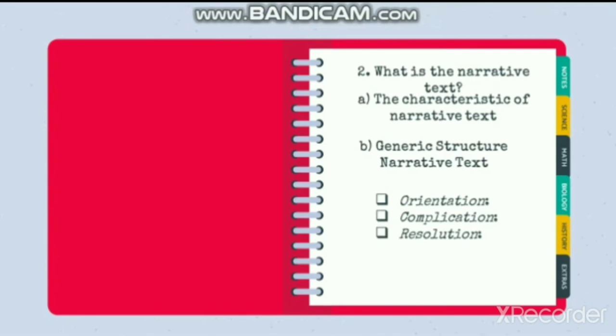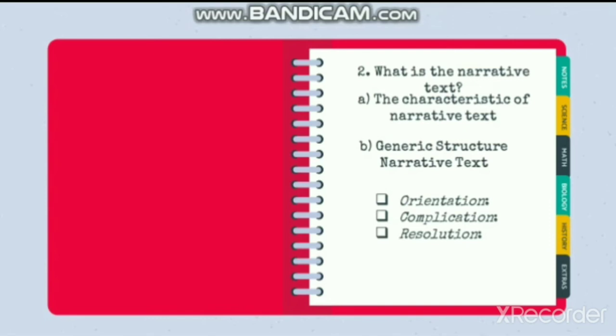Well, in narrative text, it is also the same. Narrative text often begins with an orientation paragraph, where the characters are introduced, and the setting of the place and time of the story.